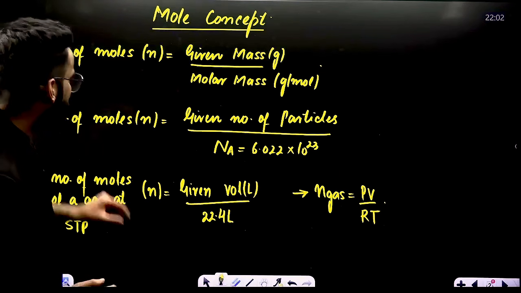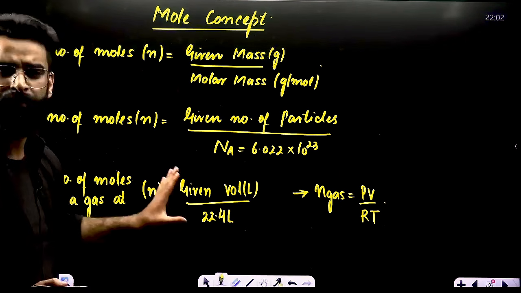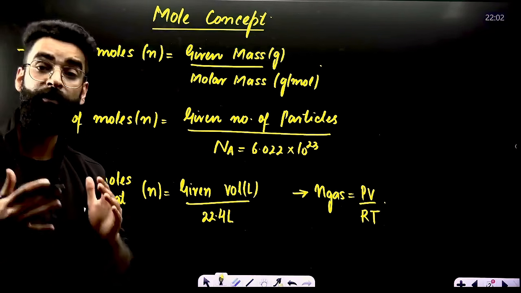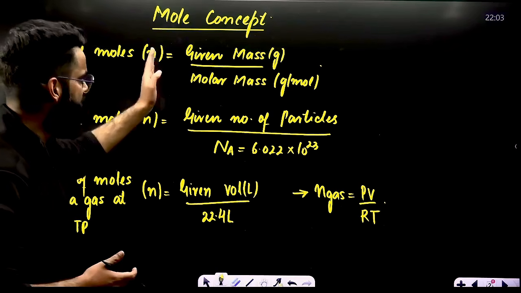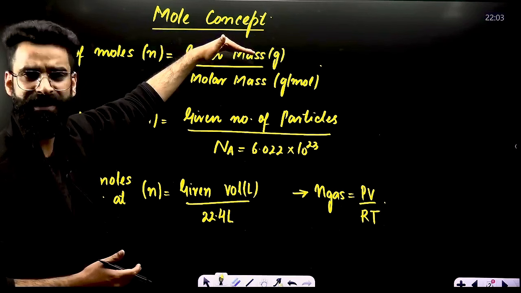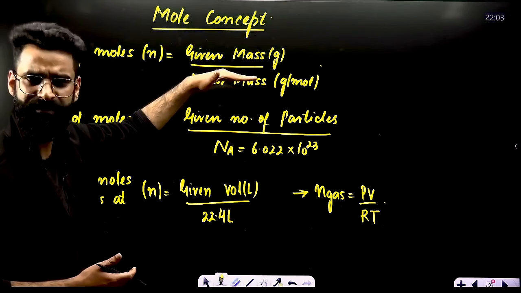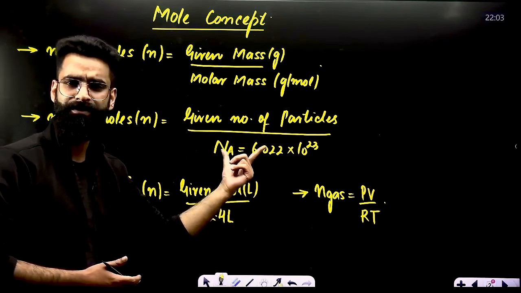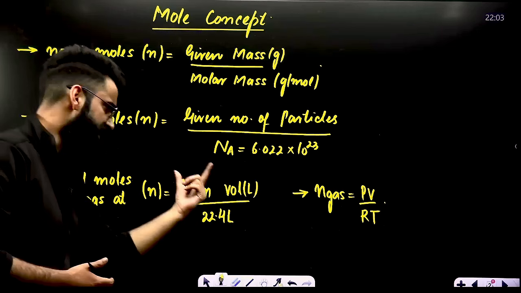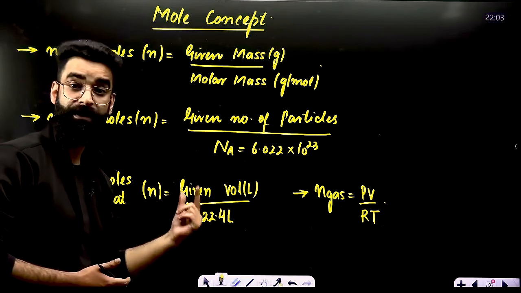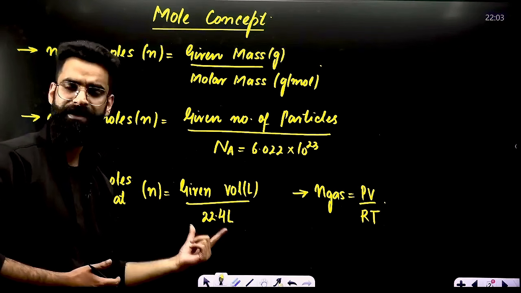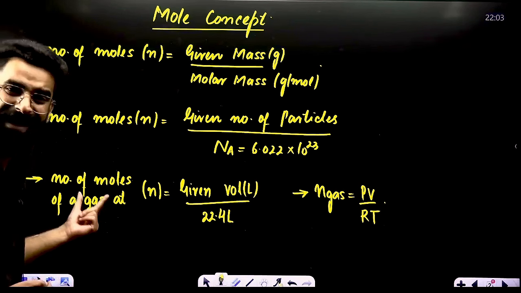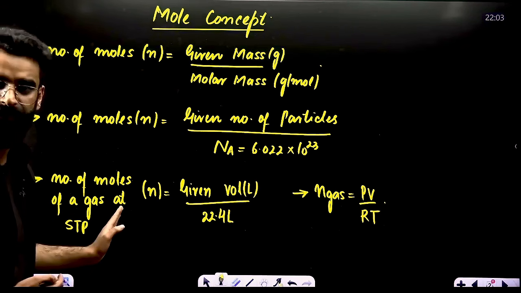In the mole concept, how many ways do we have to calculate number of moles? You know, there are 3 ways by means of which we can calculate number of moles of a particular substance. The first formula is given mass of the substance in grams divided by molar mass of the substance. Given number of particles of the substance divided by Avogadro's number, that again gives me the moles. Given volume of the gas at STP divided by 22.4 liters. This is one more result by means of which we can calculate number of moles of a gas which will be present at STP, right?